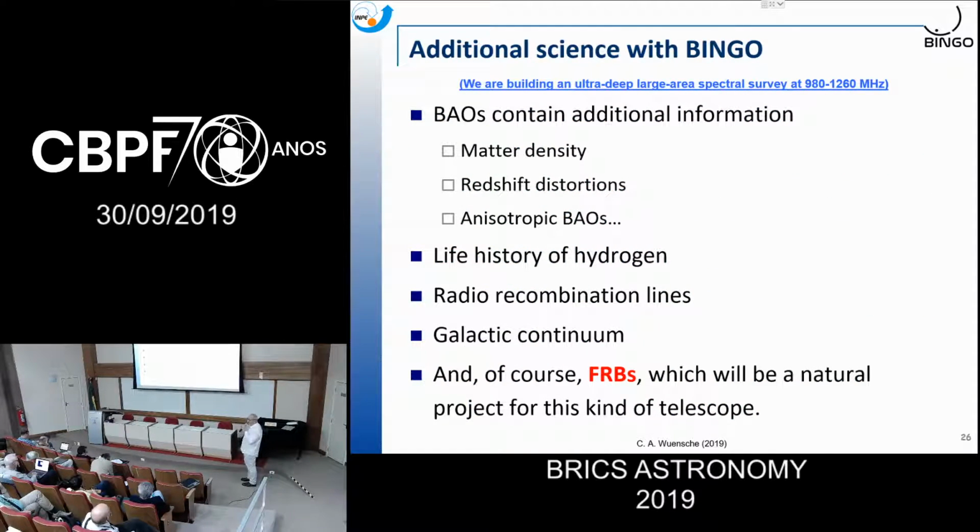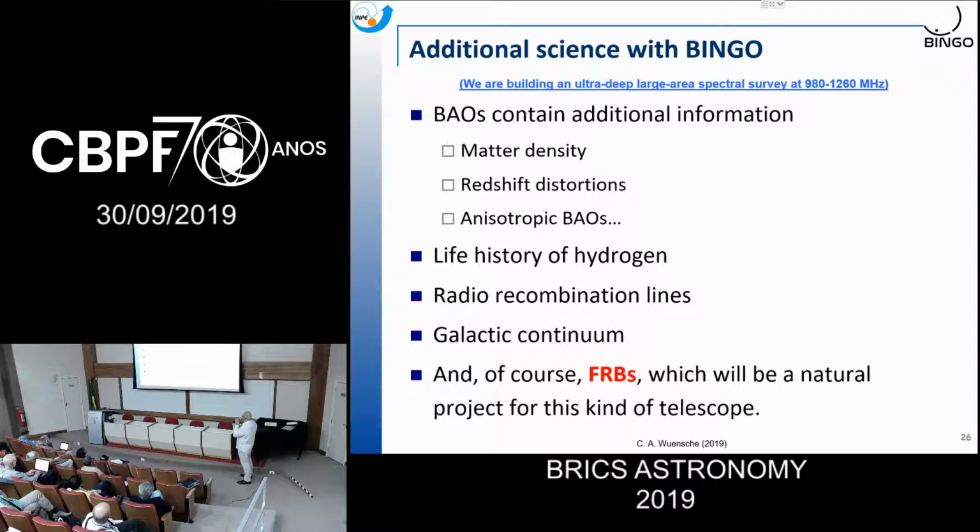So, besides the baryon acoustic oscillations, which I mentioned, that's where the name BINGO comes from, we have other science besides the BAO power spectrum. We have matter density, redshift distortions, anisotropic BAOs that change across tangential and radial directions. We have the life history of hydrogen in the frequency range that we have, radio recombination lines in the galaxy, outside the galaxy, galactic continuum, mainly from synchrotron radiation and some from bremsstrahlung radiation.